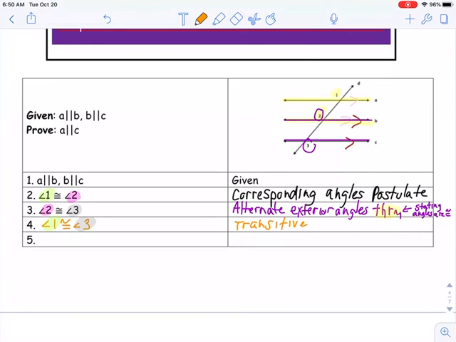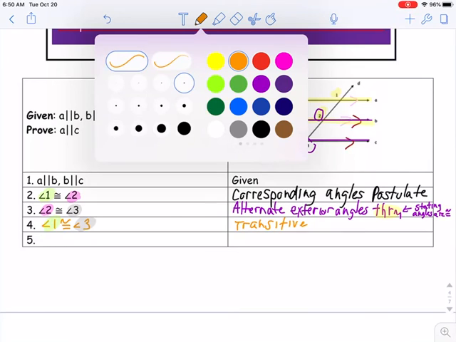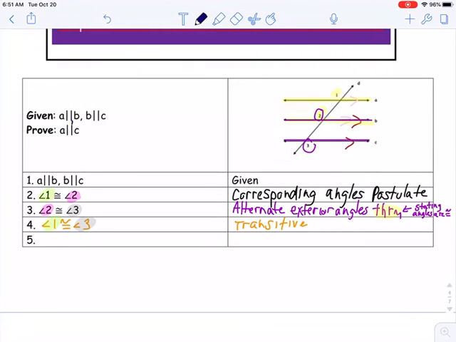All right, and remember, you might stink at proofs, but you should never mess up the last statement. It's always what we're setting out to prove. Line A is parallel to line C. How do we know that? Well, since 1 and 3 are congruent, the lines are parallel by the alternate exterior angles converse.